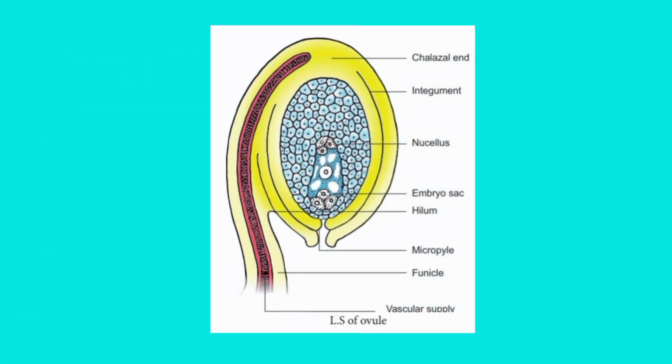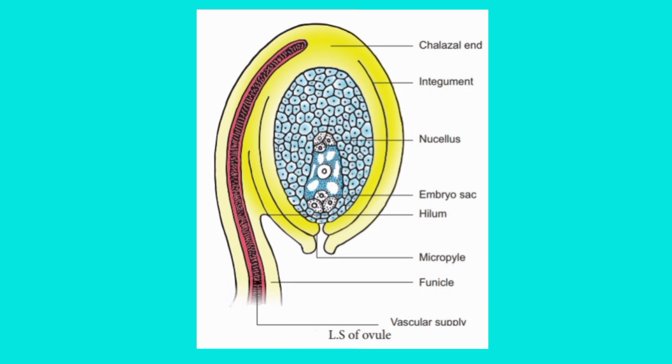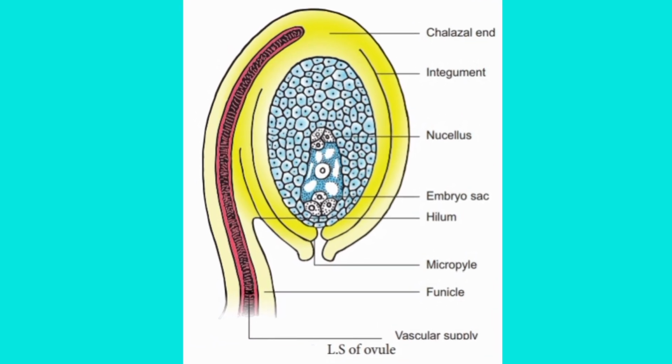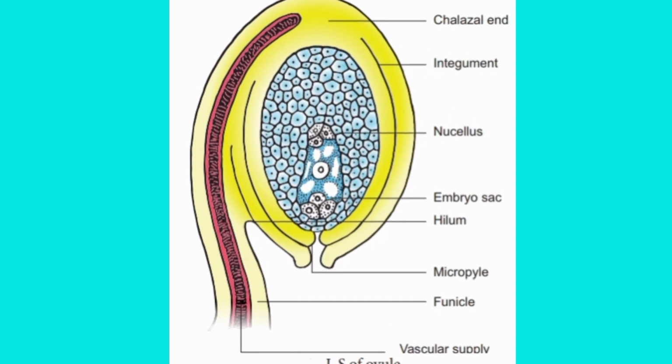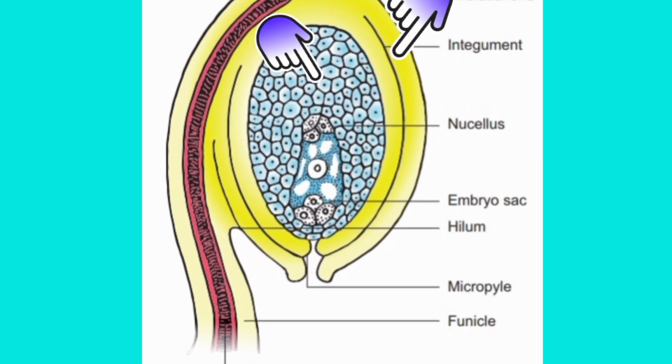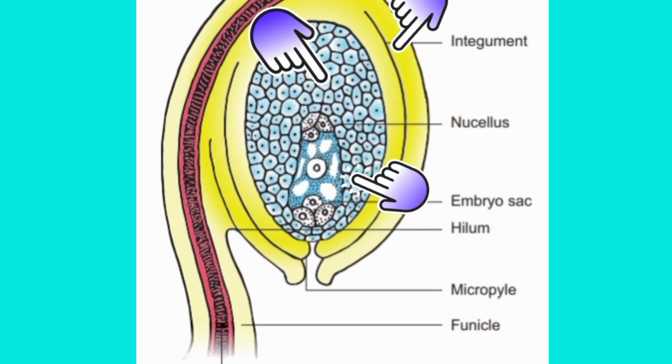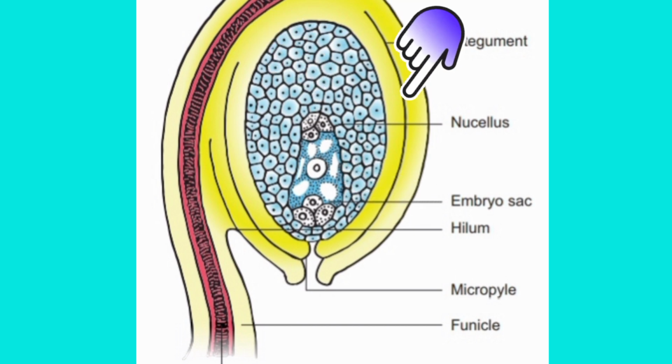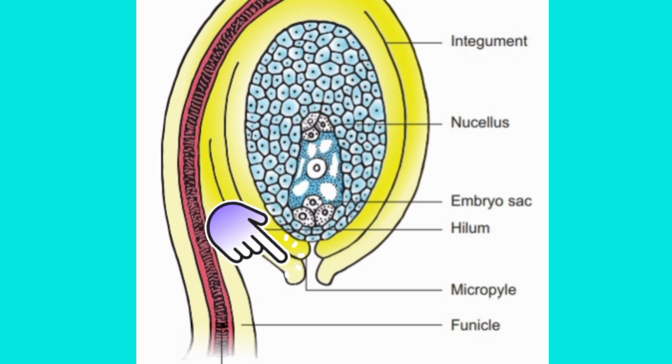Let's move forward to learn about the structure of the ovule in detail. Ovule contains the female reproductive cells and it is composed of three parts: the integument, the nucellus, and the female gametophyte, which is called the embryo sac. Integuments are the protective layers surrounding the nucellus, which eventually form the seed coat. There is a small opening in the integuments called the micropyle to allow the pollen tube in reaching the embryo sac.